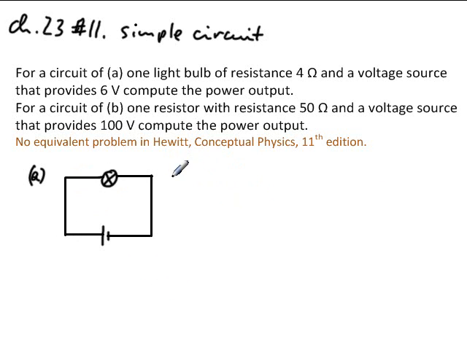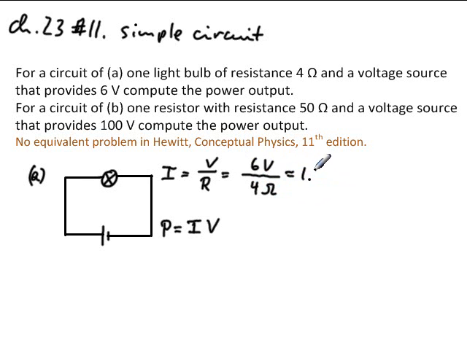So, in order to figure out what the power output is, power equals current times voltage. I would need to know what the current is. I know what the voltage is, given as 6 volts. So I need to know what the current is. Well, the current I get from Ohm's law in the form of the current equals voltage divided by resistance, which then is given as 6 volts divided by 4 ohms, and that is 1.5 amps.